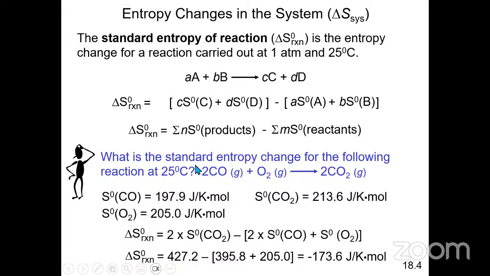2 times the entropy of carbon dioxide gives you this number, and 2 times the entropy of carbon monoxide gives you this number, plus the entropy of oxygen, which gives you that number, and then you do your number crunching and you get your value. And please note the units of entropy, right? It's joules per Kelvin per mole, or times mole, I should say. So that's the unit of entropy. Okay, any questions about this example?